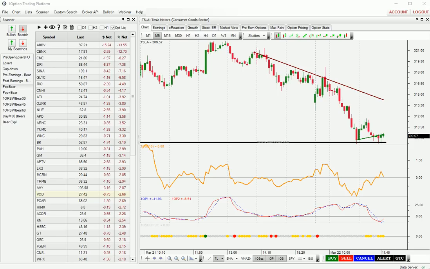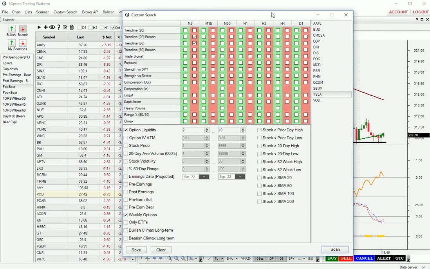So that's another way that you can search for a bearish trade. You're looking for that longer term downward trend line. And I'll use another search here. I'm going to see a lot of the same results right in here.